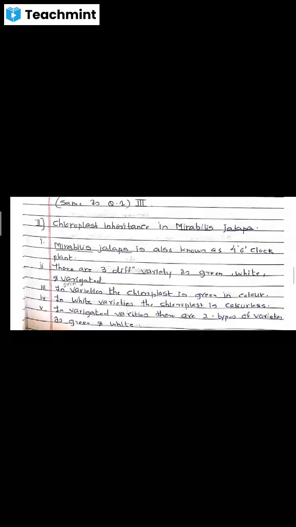So here, this plant shows 3 different varieties: green, white and variegated.